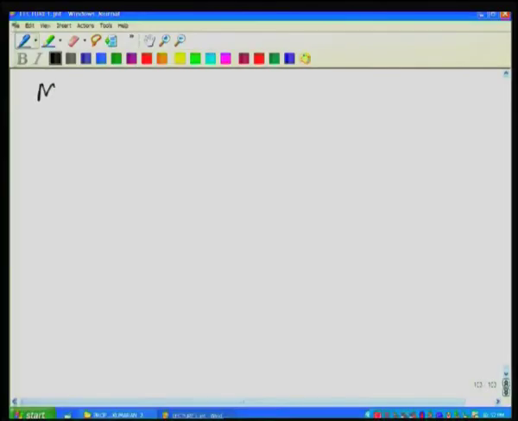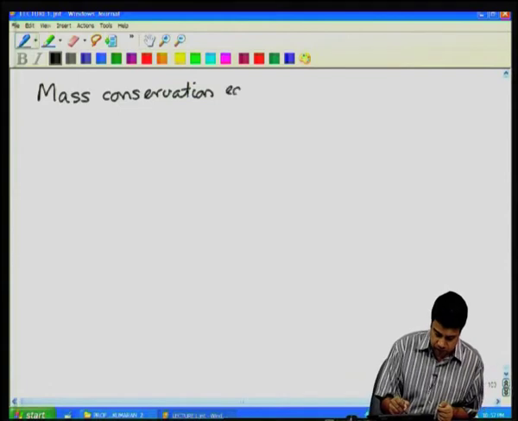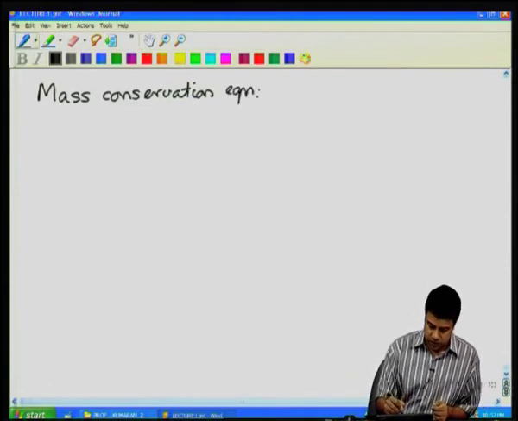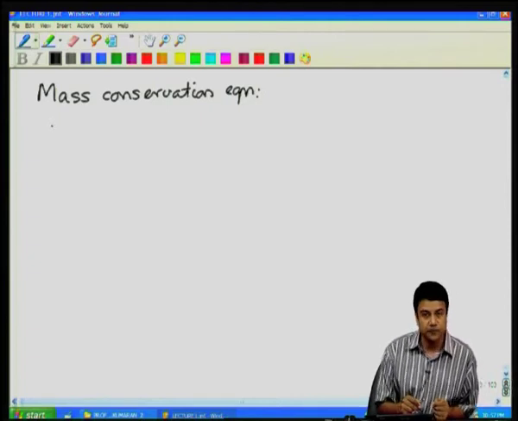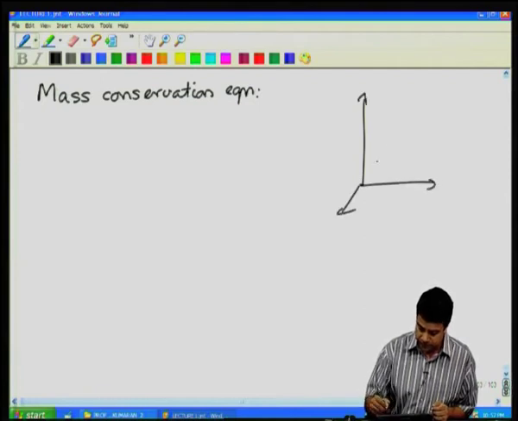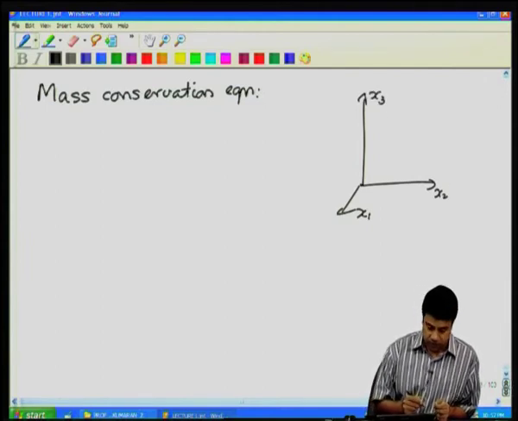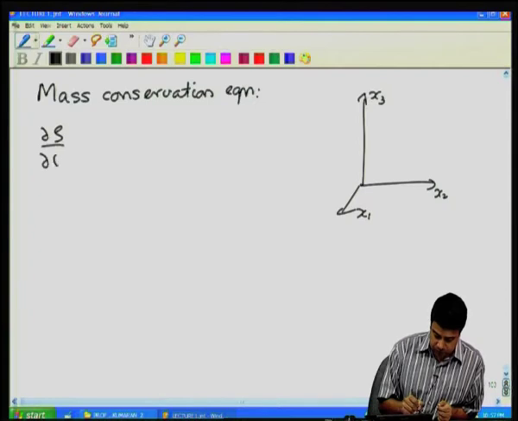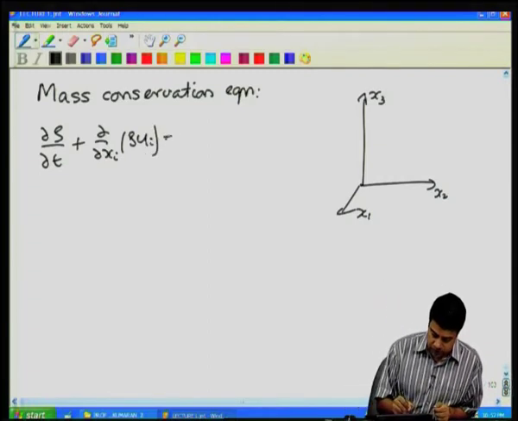So, the mass conservation equation. The mass conservation equation can be written in the Eulerian reference frame, in a fixed reference frame at each point in the fluid as partial rho by partial t plus the divergence of rho u is equal to 0.